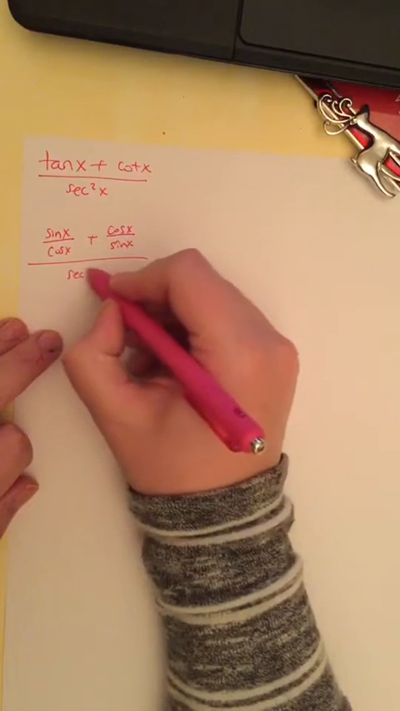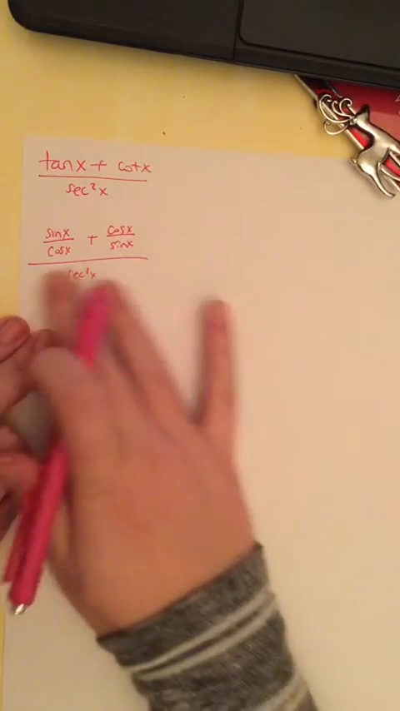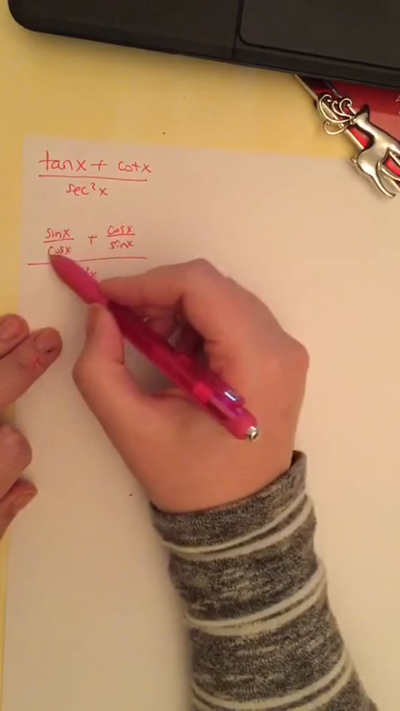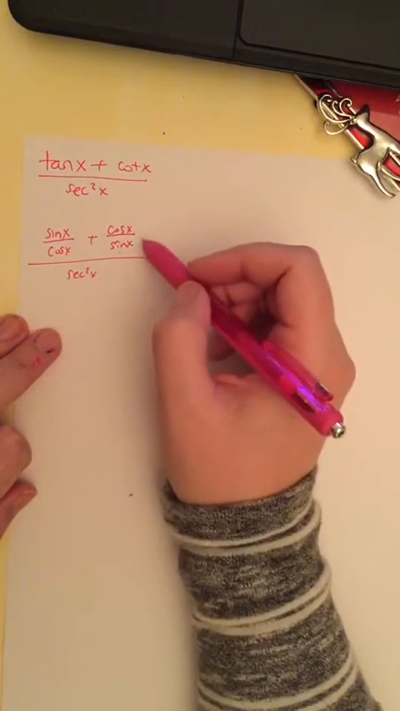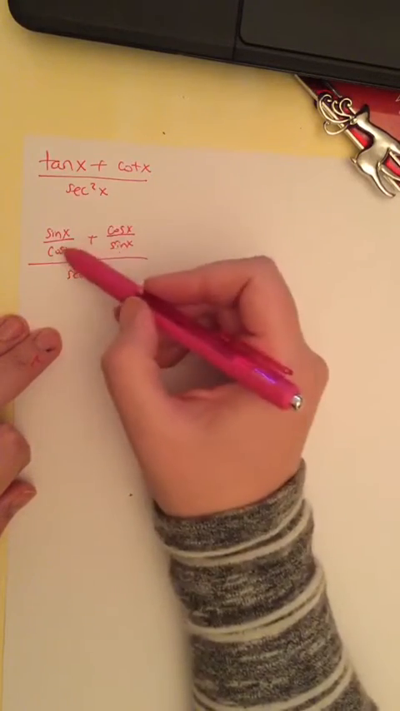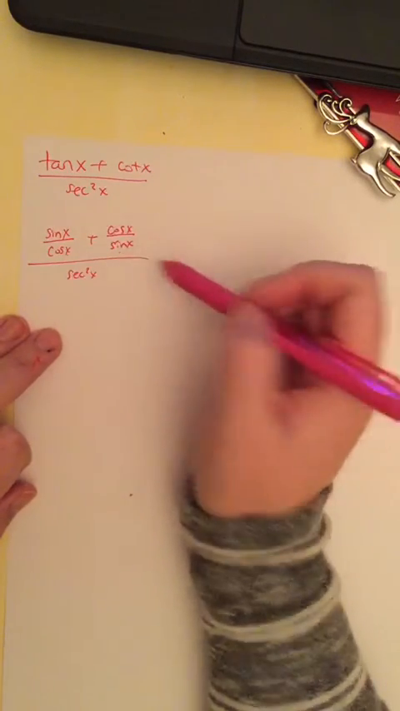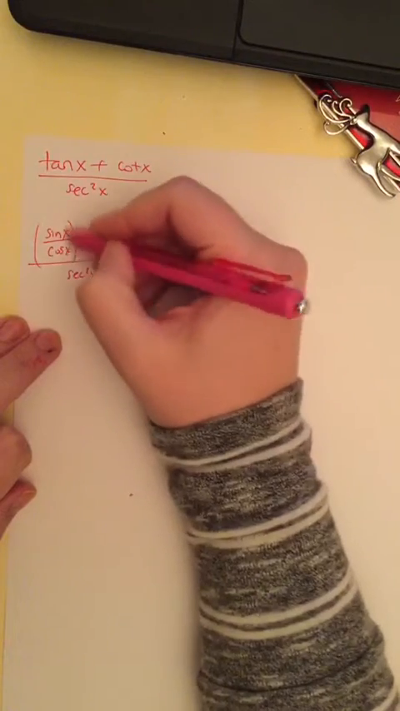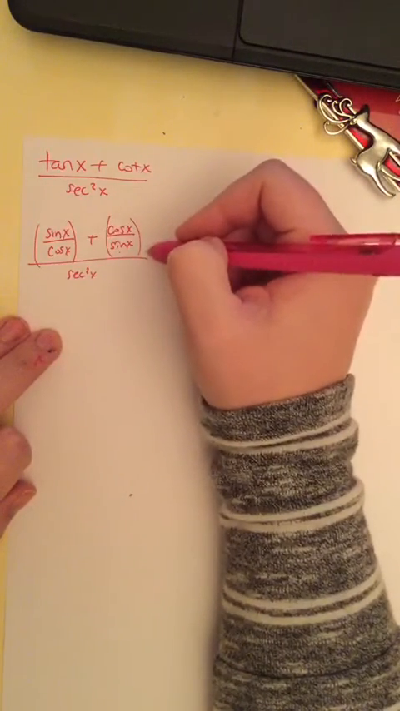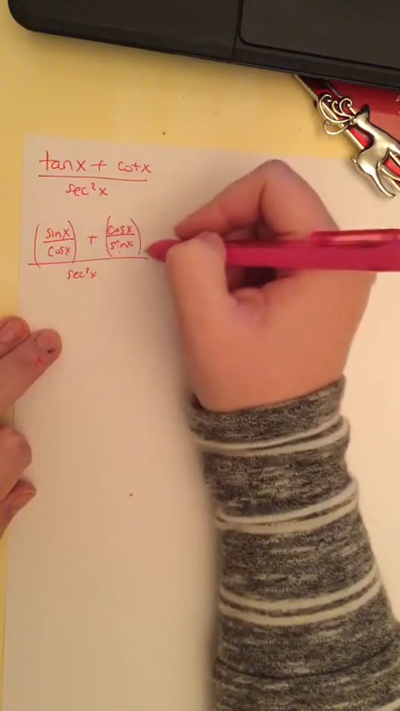All of this is over secant squared of x. So before I even deal with this, I noticed that these things do not have a common denominator. What can I do to give them a common denominator? I know this has cosine and this has sine. So what am I going to multiply top and bottom by here in order to get a common denominator?